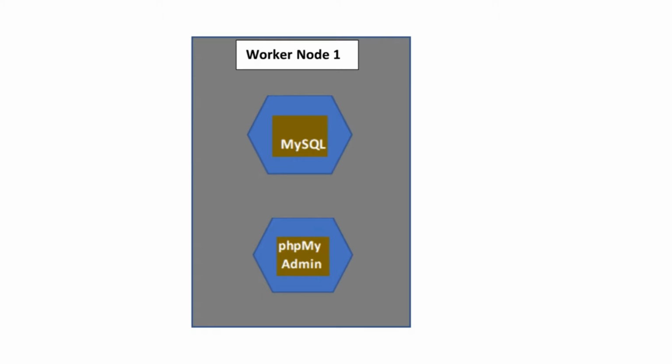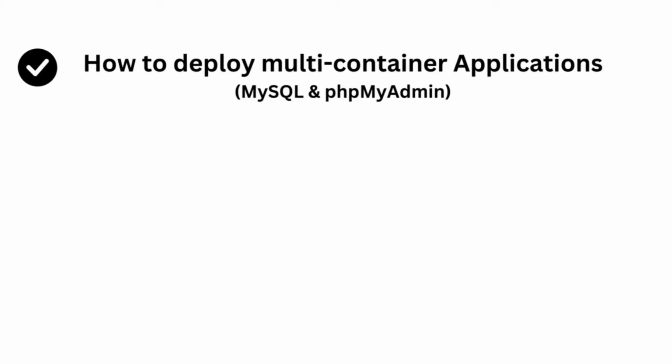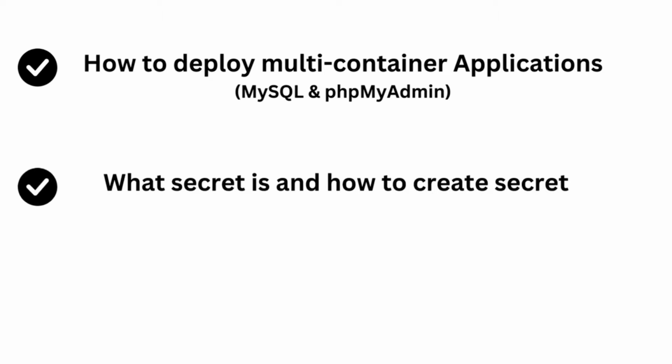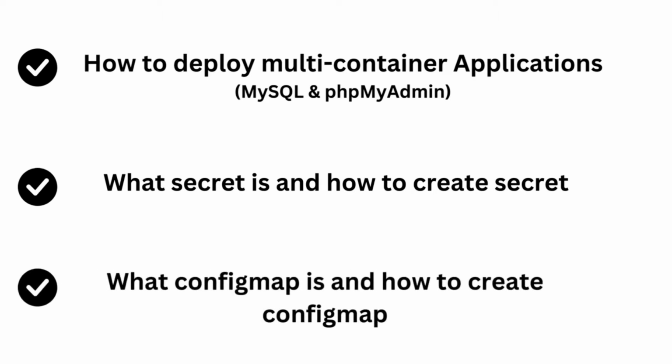All right. So in this lesson, we're going to learn the following. We're going to learn how to deploy a multi-container application, which of course we have the MySQL and PHPMyAdmin. We're also going to learn how to create a secret, and how to create a config map. In this project, I'm going to be acting as the Scrum Master and the product owner. I'm just kidding. So here's the plan.